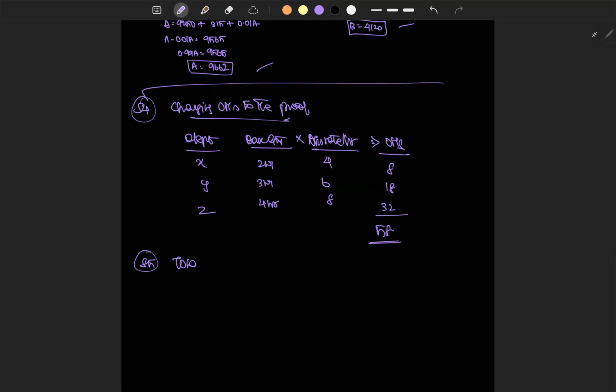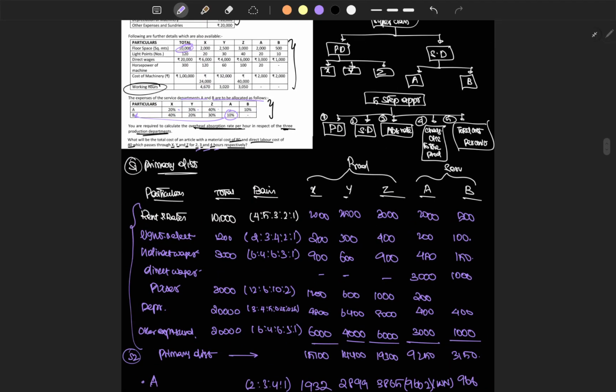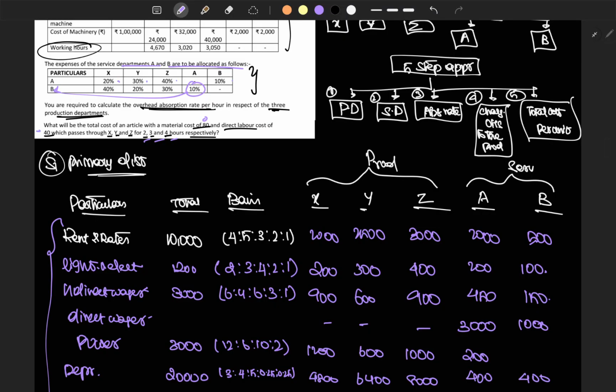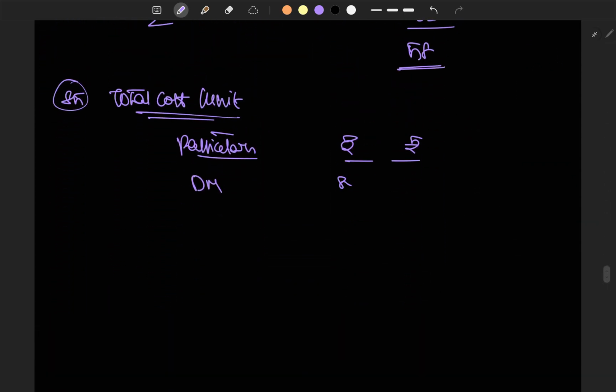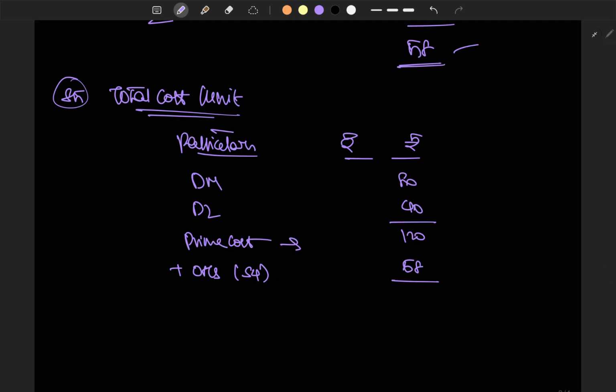The step 5, the last step, is total cost per unit. In the question itself, they have clearly given that the direct material per product is 80, labor cost is 40. So direct material 80, direct labor 40. So prime cost is 120 plus overheads. This is what we found in the fourth step, which is 58. 120 plus 58 gives us 178. This is the total cost spent per unit we have found, and with this we are winding up this sum.